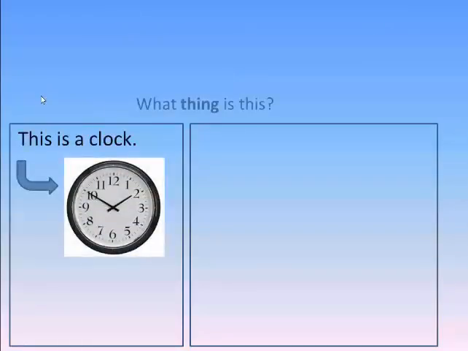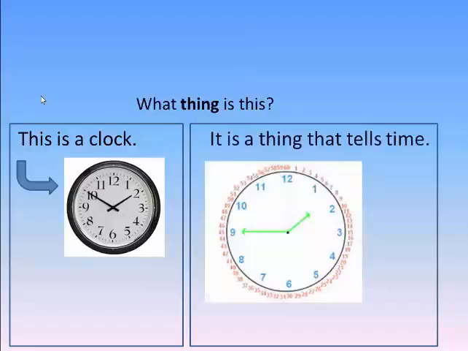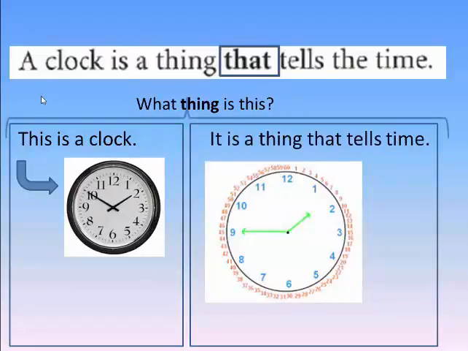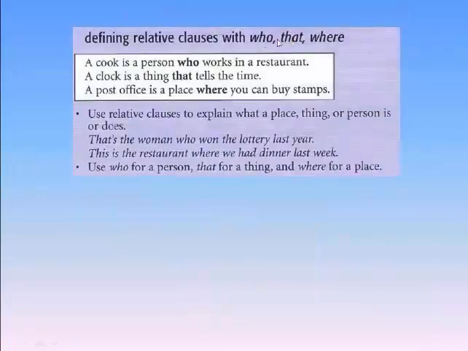This is a clock. What thing is this? It is a thing that tells time. So again, I can put these 2 sentences together and say, a clock is a thing that tells time. Here we have 3 examples with cook, person, who, clock, thing, that, in post office, place, where. And we use relative clauses to explain what a place, thing, or person is, or what it does.